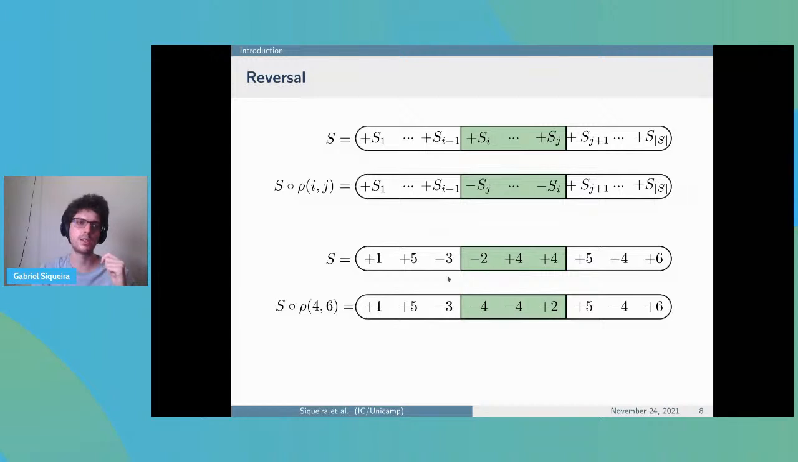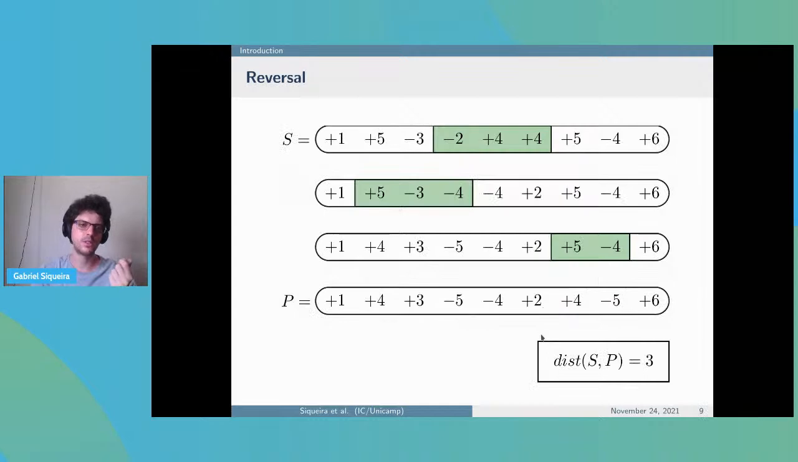Here I have a more concrete example. We are applying the reversal 4,6, so the sequence from position 4 to position 6, minus 2 plus 4, is going to be inverted. It's going to become the sequence minus 4 plus 2. We are going to use this event to define the reversal distance. The reversal distance is the minimum number of reversals necessary to transform one string into another. In this example, we need 3 reversals to transform S into P. So the reversal distance between S and P is 3.